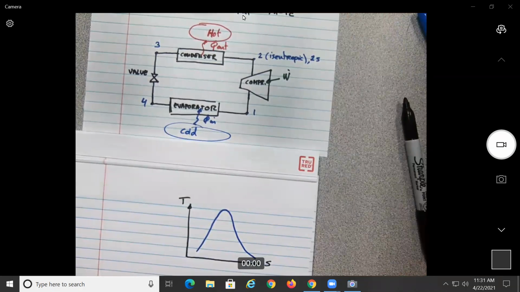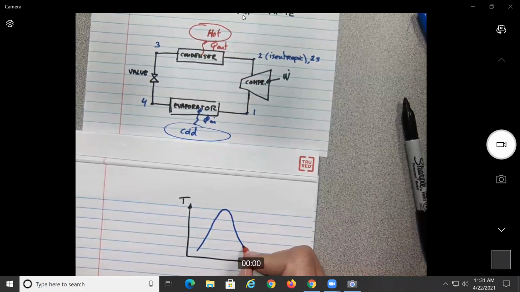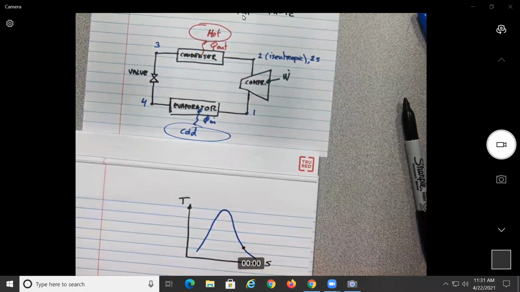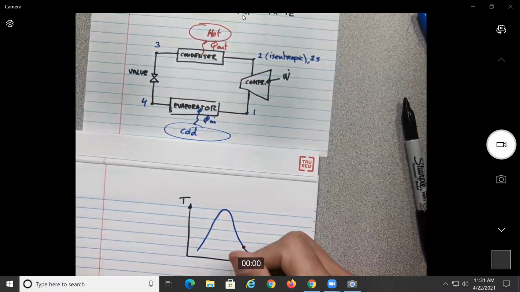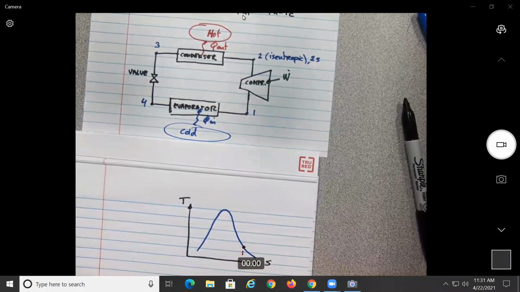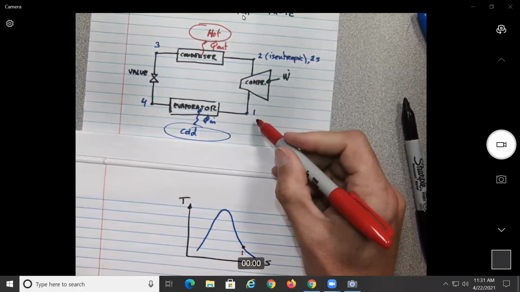Okay, so what is the function of the evaporator? What's gonna happen to the evaporator? You have something hot, which is gonna become cooler, no? Yeah, so where should we be on this line over here? So let's say we start from somewhere over here. This will be our location 1. So this is 1 over here.